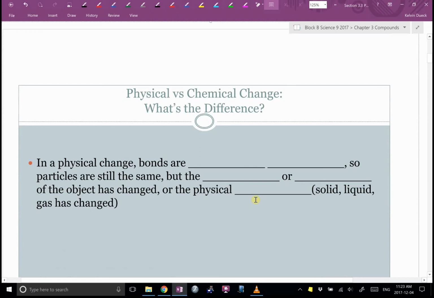So, in physical change, bonds are not broken. Oh, bonds are not broken. Thank you. I was going, why did I put 2 spaces for 3 words? 2 spaces for 2 words. So the particles are still the same, but the size or the shape of the object has changed, or the physical state from liquid to solid to gas to plasma or whatever.